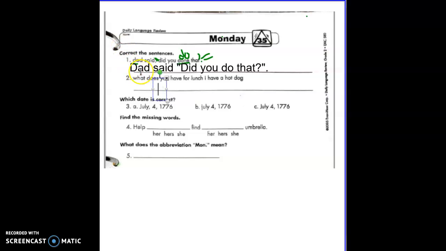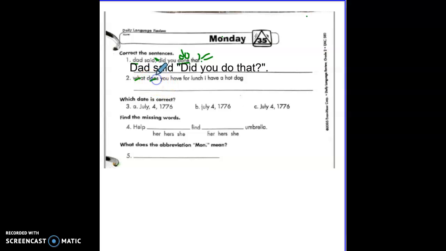Then for the second one, what did you have for lunch? I have a hot dog. Oh no, marker's written all over the place. So we always know that the beginning of our sentence needs a capital.